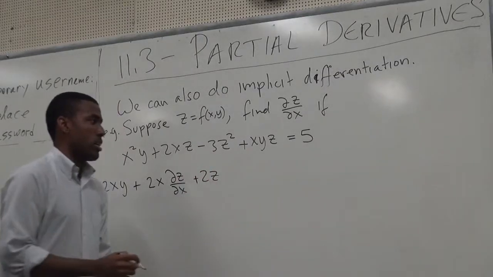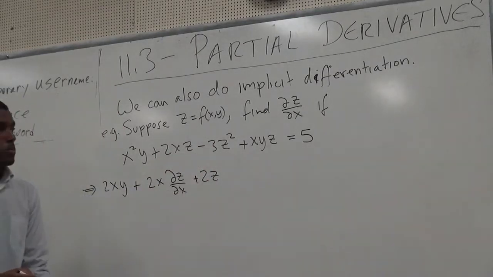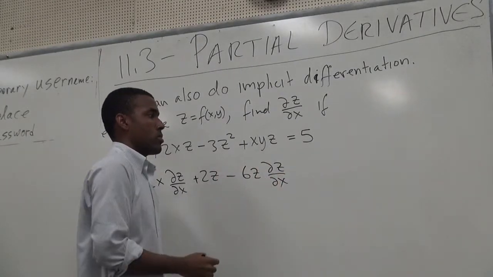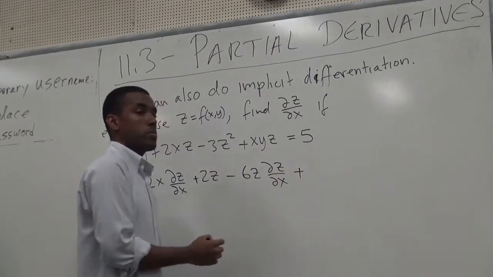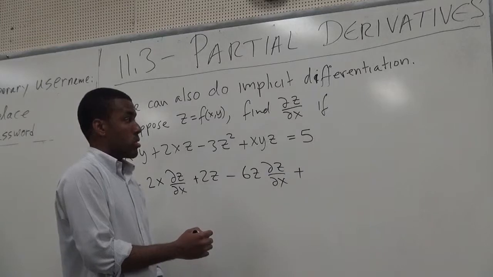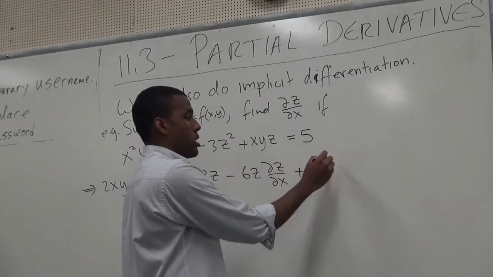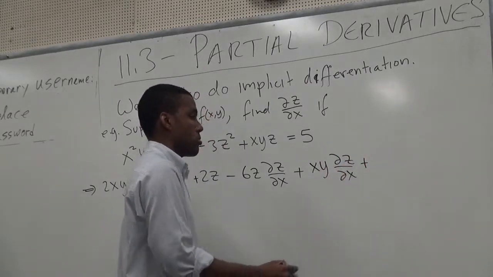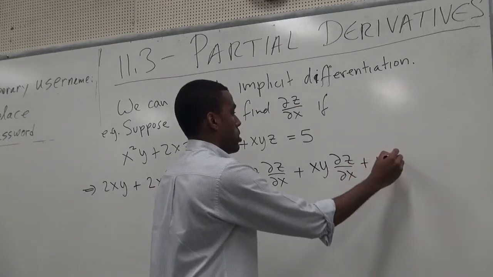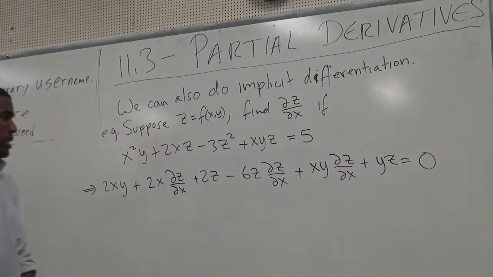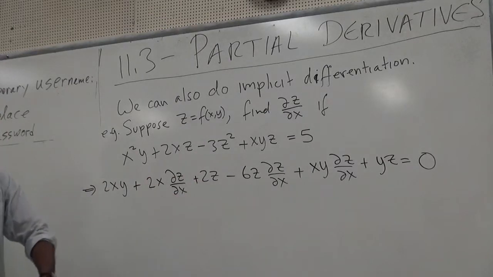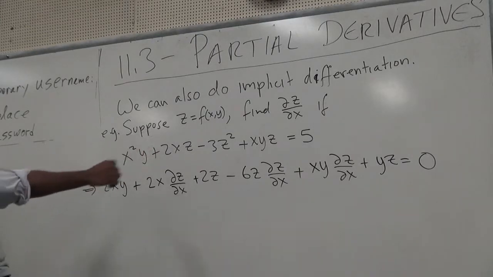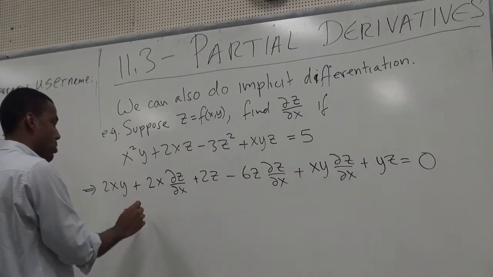Plus 2z, because you have to do the product rule. Then xy times the partial, plus zero. And now all we want to do is solve for this guy. In a future chapter, I think it's 11.5, we're going to find a shortcut to doing this whole thing, and we'll be able to do this a lot easier. But for now, this is how we know how to do it.